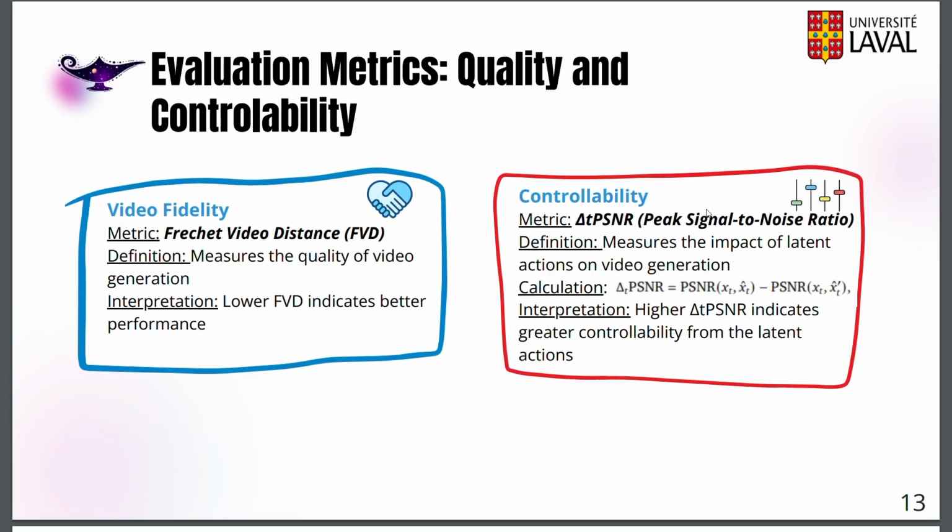So what they use to evaluate the success of Genie in particular were two model metrics, including Fréchet video distance. The way we interpret this is that it measures the quality of the video generation, and the lower the value, the better the performance. The other is controllability, measured by peak signal-to-noise ratio, measuring the impact of latent actions on video generation. We actually want a higher value here, which indicates greater controllability from the latent actions.